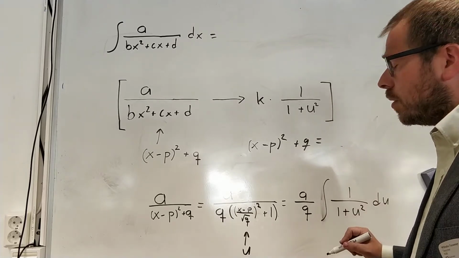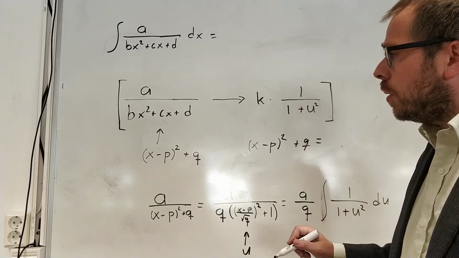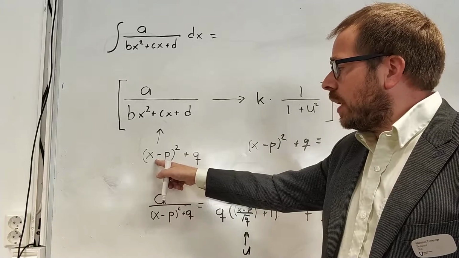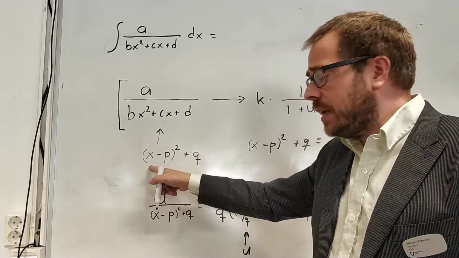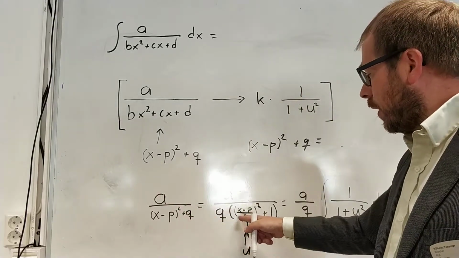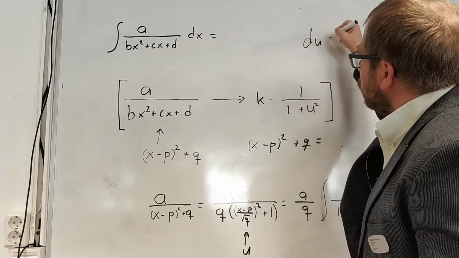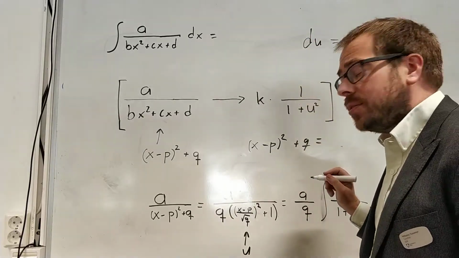And please note that the substitutions we have made are linear. So here, for instance, we change an x for an x minus p. That's not going to change the du or dx. And then we divide by the root of q. So basically you will have that du equals dx. You won't mess up anything else in your integral.